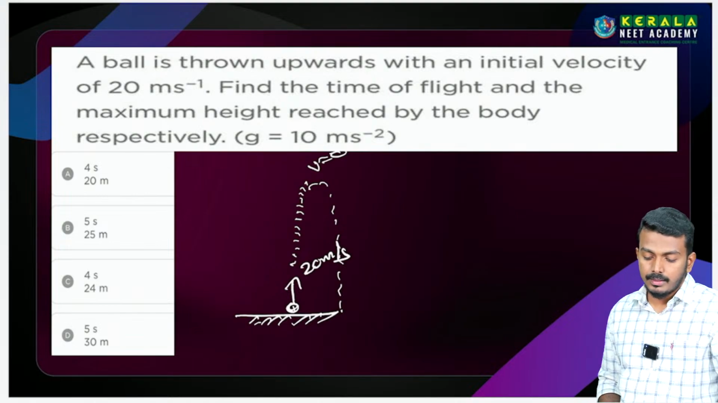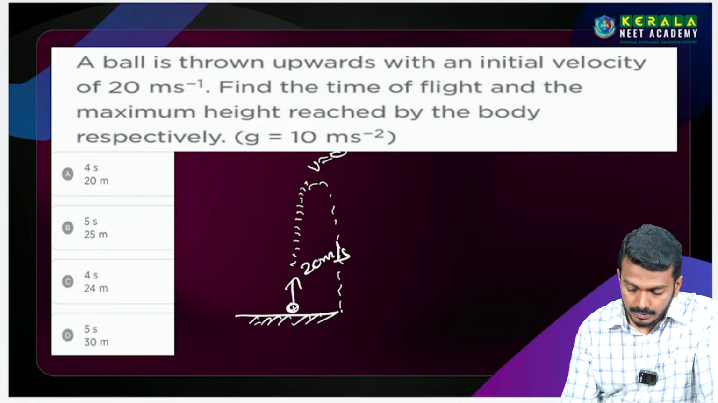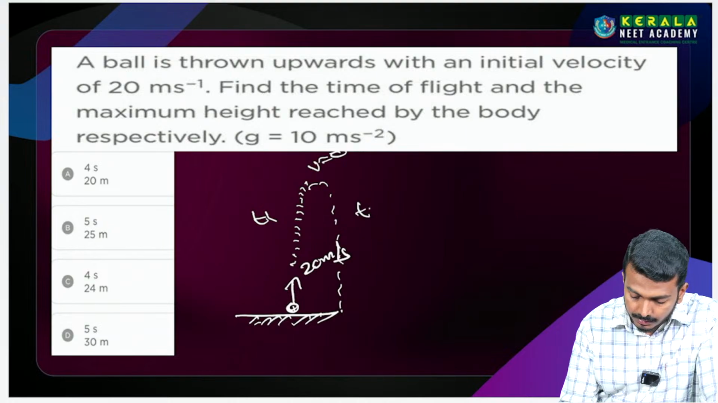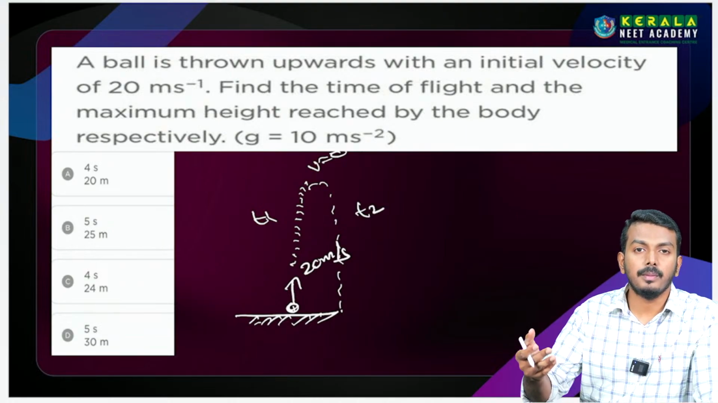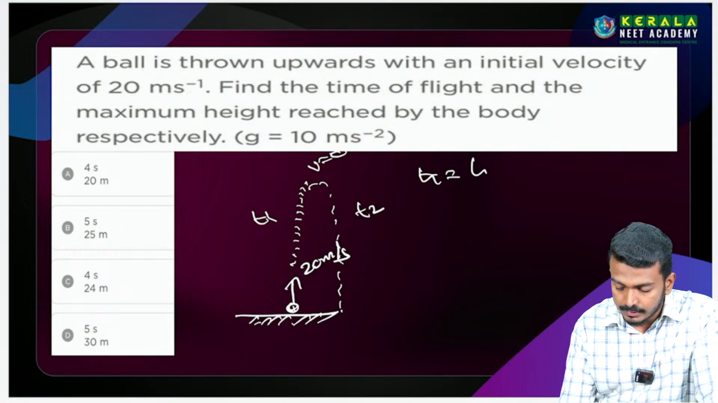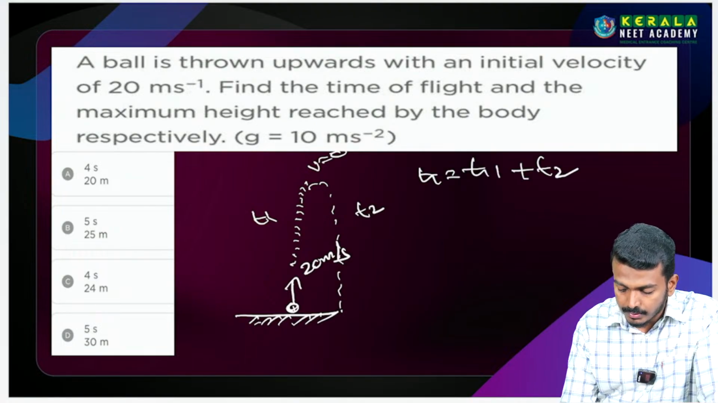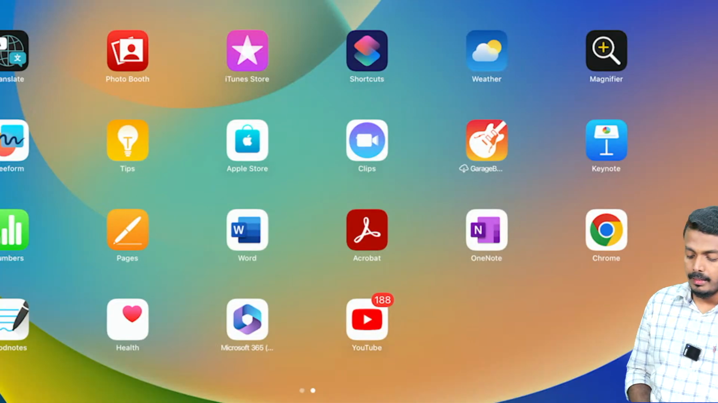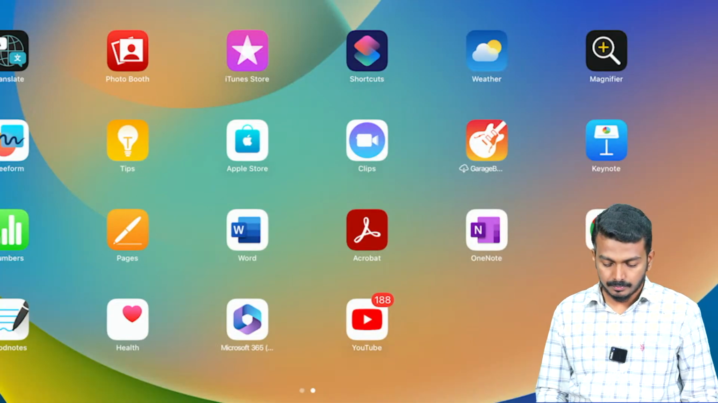Then what is the first question? Time of flight. Time of flight means T1 and T2. Time of ascent must be equal to time of descent. What is the total time of flight? T is equal to T1 plus T2. Okay. Listen. 1 second.